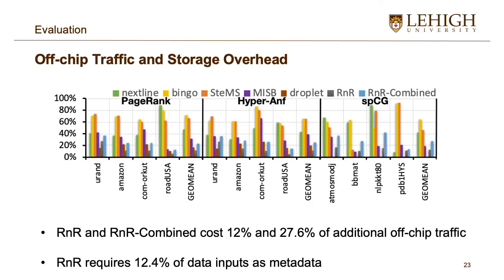The proposed RnR prefetcher has a relatively low off-chip traffic overhead. As compared with other prefetchers, RnR has a high accuracy, and hence most of the extra traffic generated by the RnR prefetcher is due to metadata prefetching. For storage overhead, the metadata size is on average 12% of the input size.